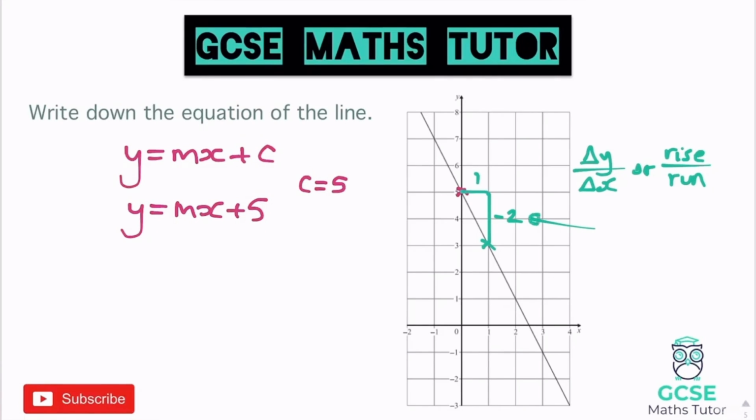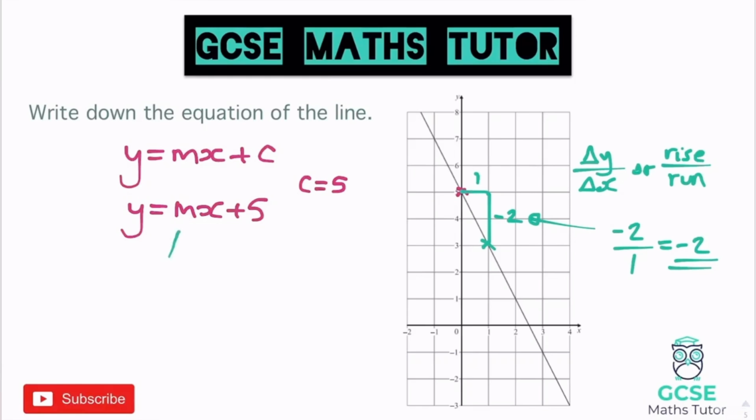Now in this case, the change in the y coordinate is this movement here going down. It's minus 2. So that'll be on the top of my little fraction here, minus 2. And the run, or the change in x, is on the bottom, which is the 1 going across. So it's minus 2 over 1. And minus 2 divided by 1 is negative 2. Okay, so my gradient here is negative 2. So it's obviously sloping downwards, which is why it's got a negative gradient.